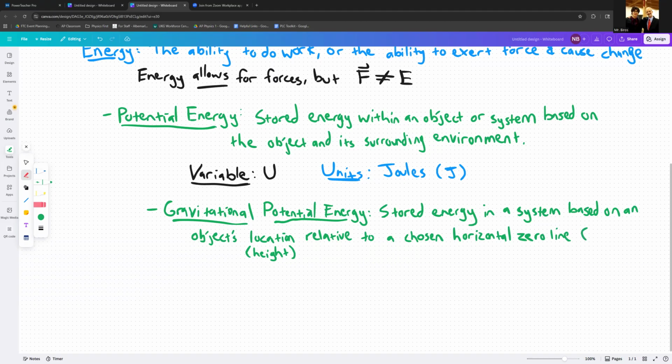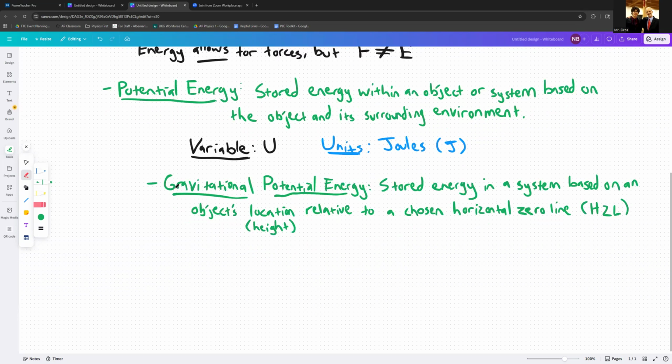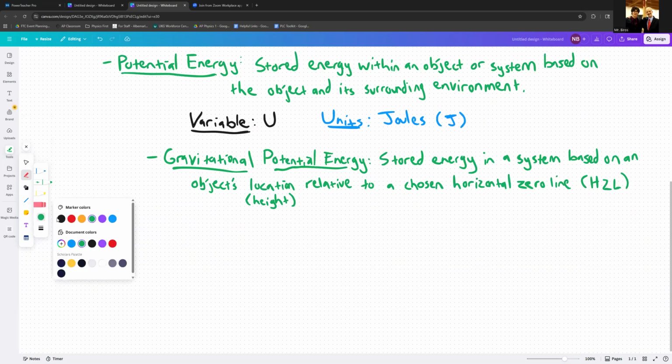We can abbreviate that HZL if you want to refer to a horizontal zero line without writing out that entire phrase. We are going to talk about real quick what that is because it's not something we've introduced before. So I'm going to draw a little cliff with the bottom of the cliff, and I'm also going to add in a pit or a hole somewhere below.